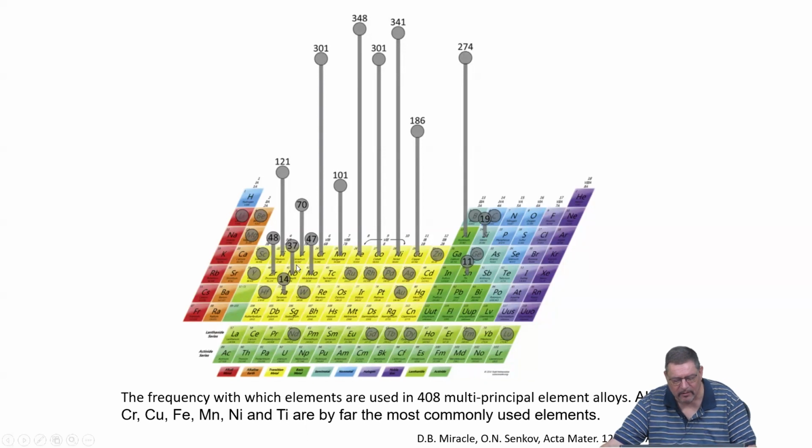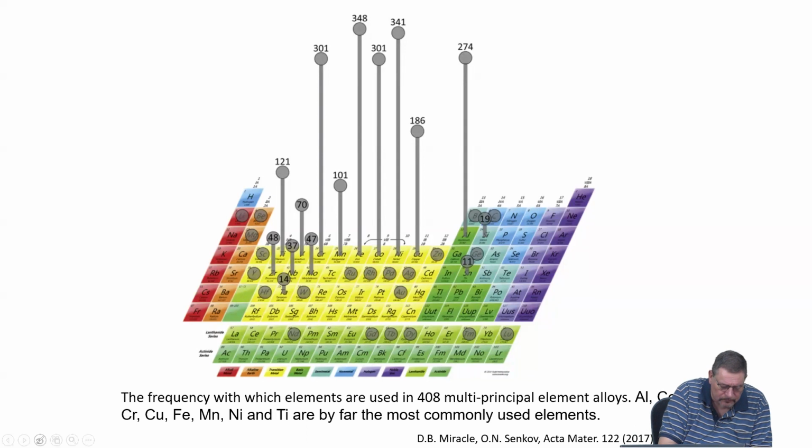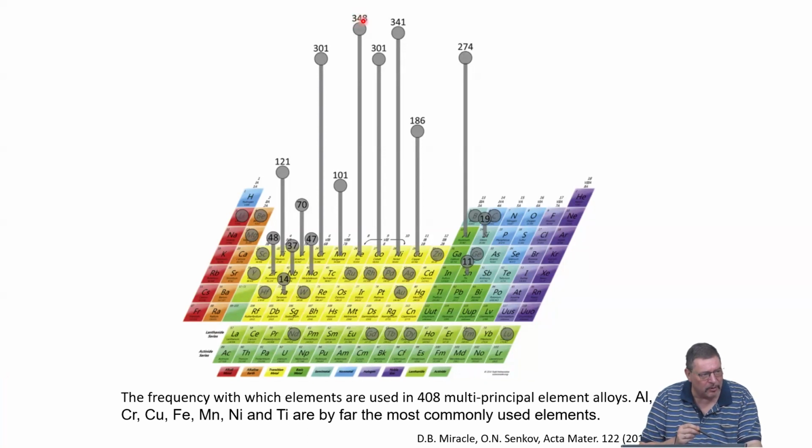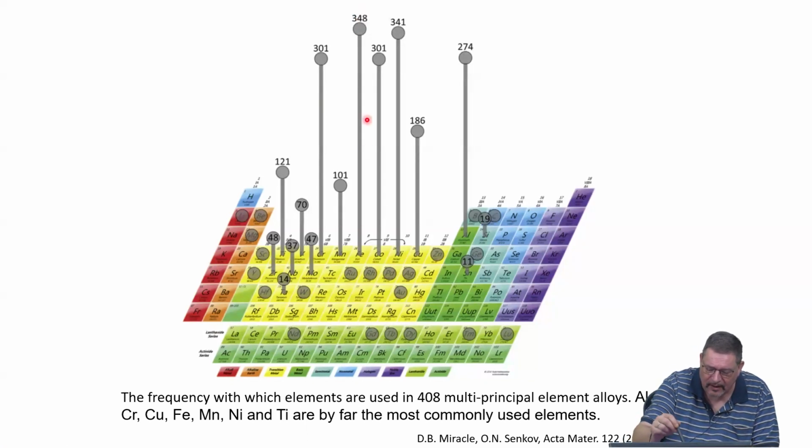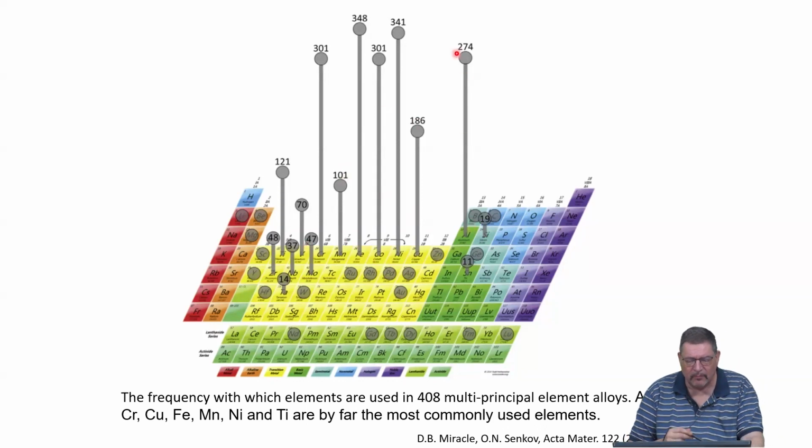We see here on top of this periodic table that some of these elements, the numbers indicate how often they were reported in different multi-principal element alloys at the time this review was written, 2017. And you see that they are all the transition metals plus aluminum, which are really much more abundant than any other elements.